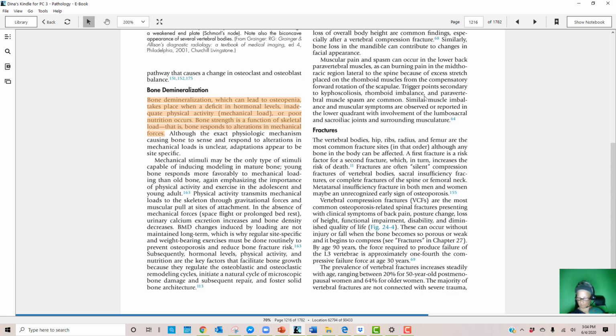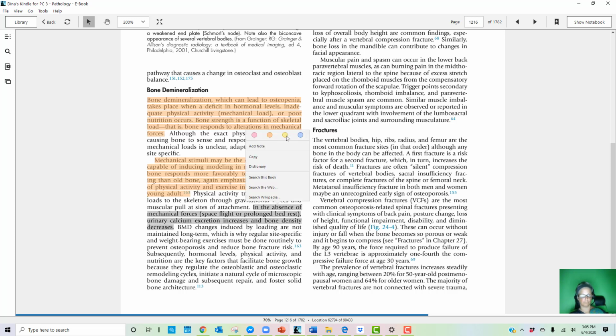Young bone responds more favorably to mechanical loading than old bone, again emphasizing the importance of physical activity and exercise in the adolescent and young adult. Physical activity transmits mechanical loads to the skeleton through gravitational forces and muscular pull at sites of attachment. In the absence of mechanical forces, spaceflight or prolonged bed rests, urinary calcium excretion increases and bone density decreases.